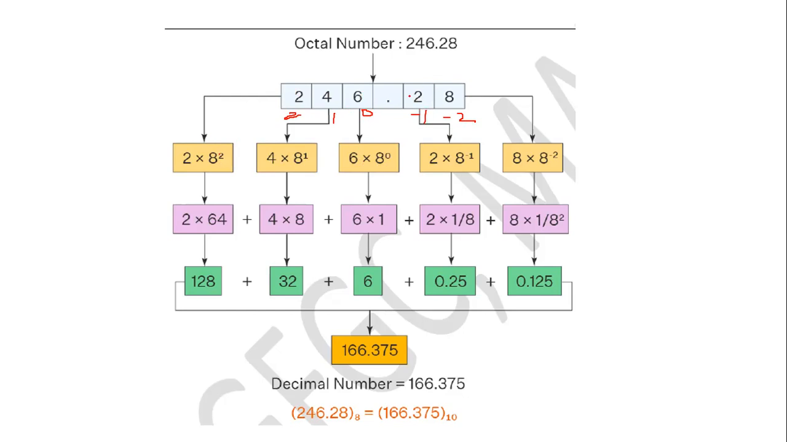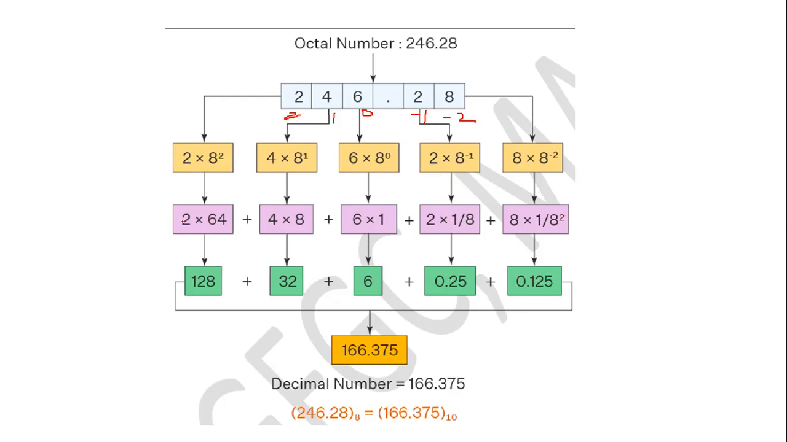And after the point, it is -1. So it is 8 to the power of -1 into 2. This is 8 to the power of -2 into 8. Once you see 8 to the power of minus 1, it is understood it is 1 by 8. 8 to the power of minus 2 is 1 by 8 square.